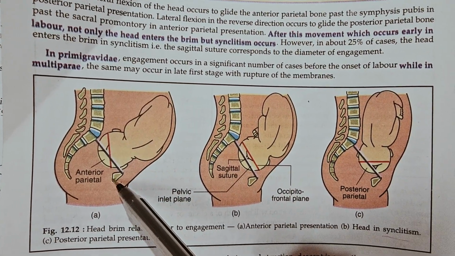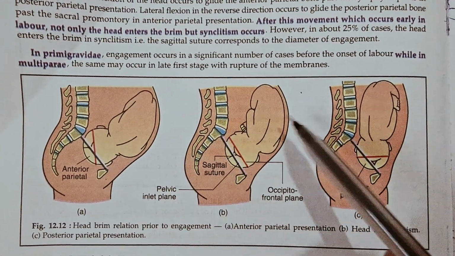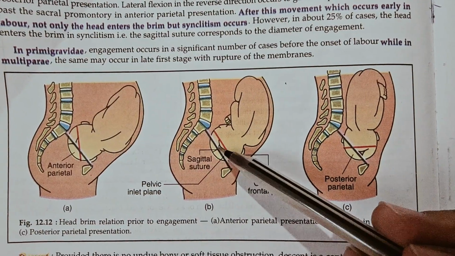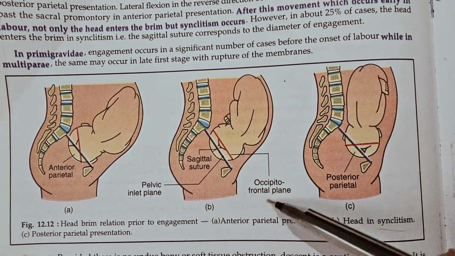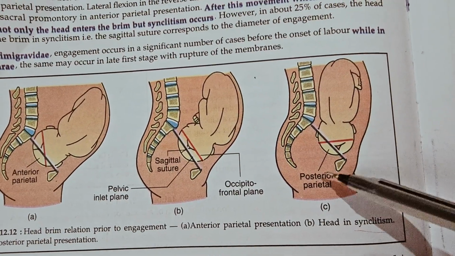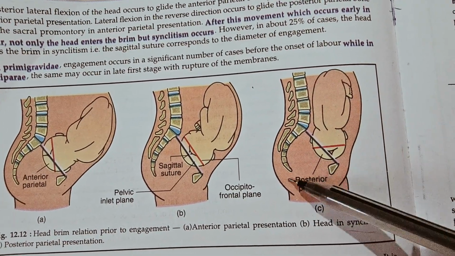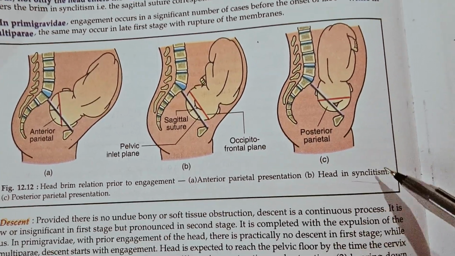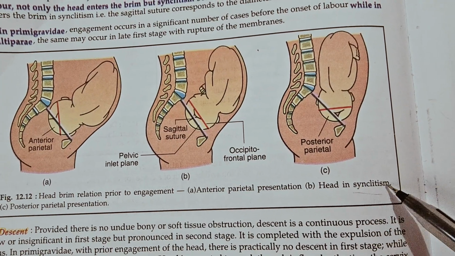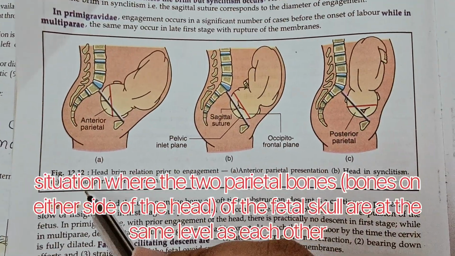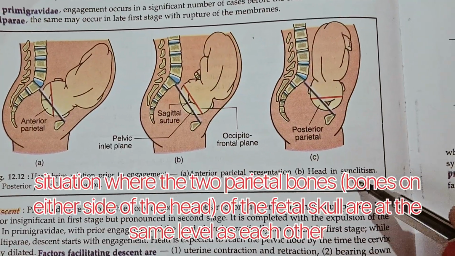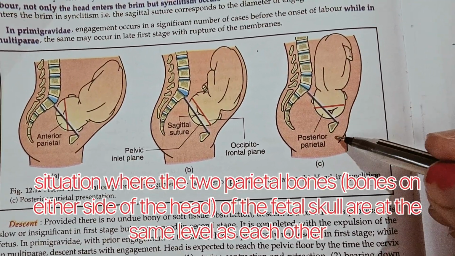As you can see, anterior parietal, sagittal, first one is left occipito anterior, then it goes to the lateral side, moving forward. Now the sagittal suture, two parietal bones come, occipitofrontal plane, and then it goes to the posterior parietal sign, complete. It is called head in synclitism, posterior parietal presentation. Head in synclitism means complete engagement.